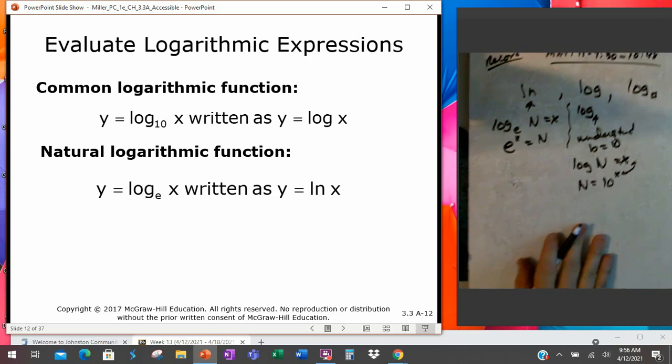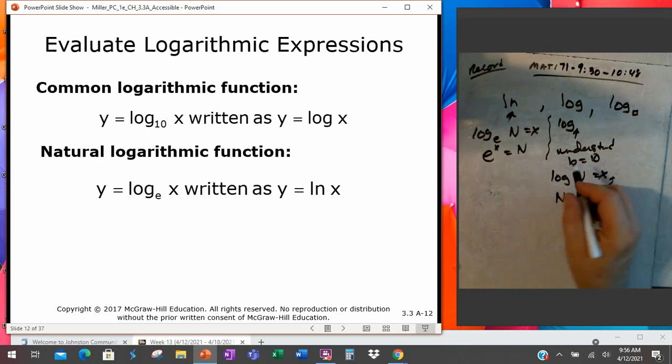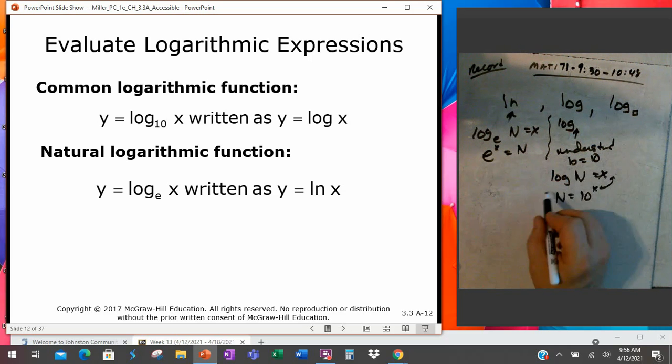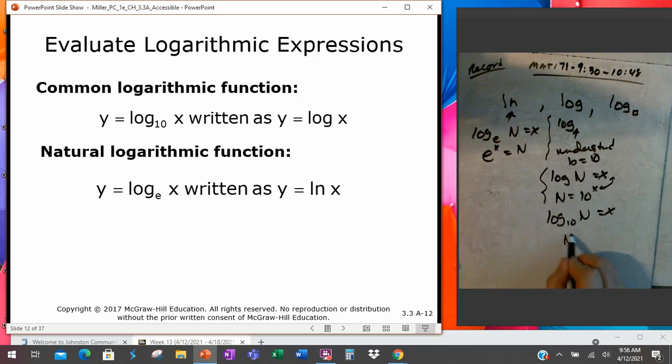And then finally, this whole thing is the very same thing as this. But we drop the 10s, so if there is no base listed, that means it's 10. And the ln, instead of writing log base e, shows up enough that it's just shortened to the natural log, as this was the natural number. ln stands for the natural log.